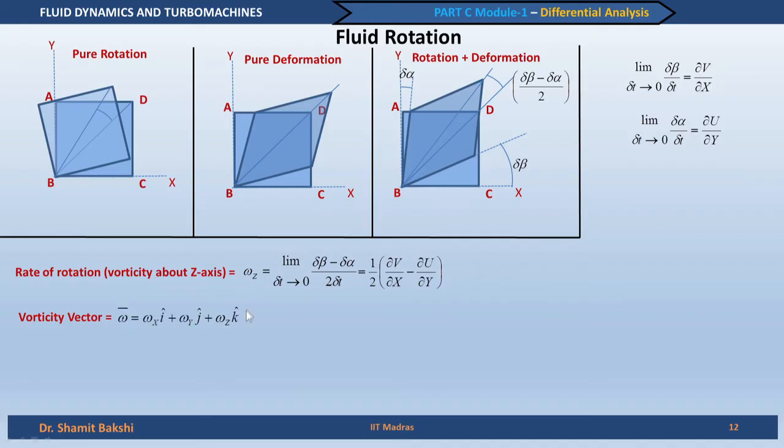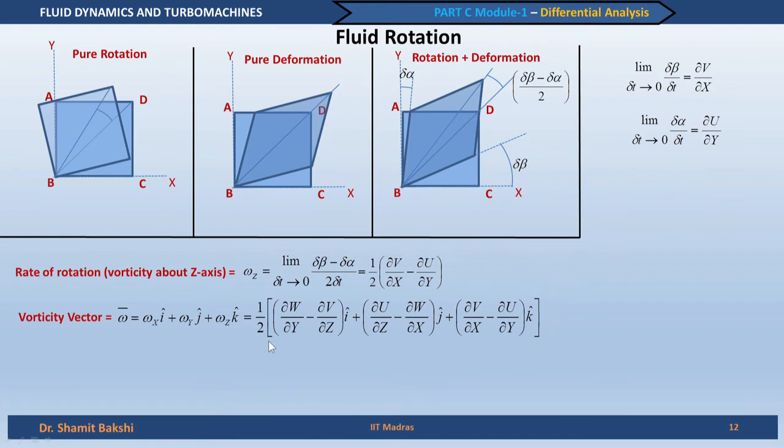and you have 3 components of vorticity, that means omega bar, because it is a vector quantity now, and you have x component, y component and z component. The way we have written or obtained the value of the vorticity about z axis, we can write the expression for vorticity about x and y axis, and the net result will be something like this.